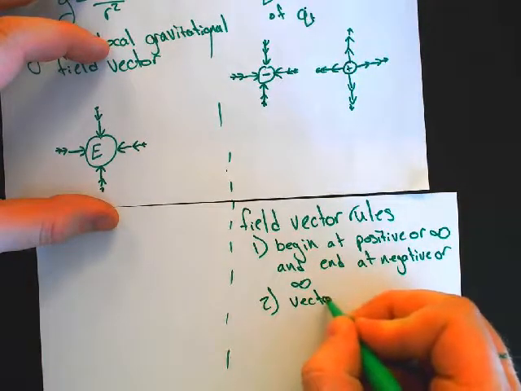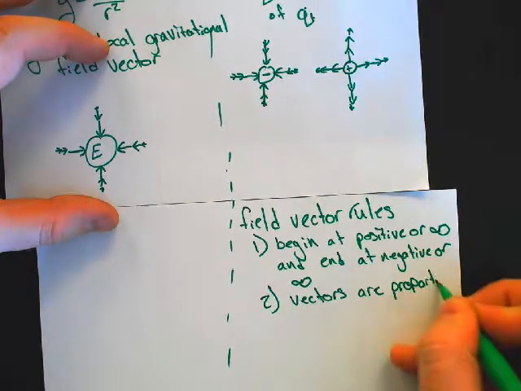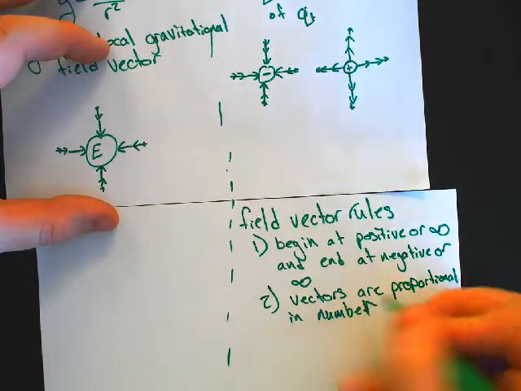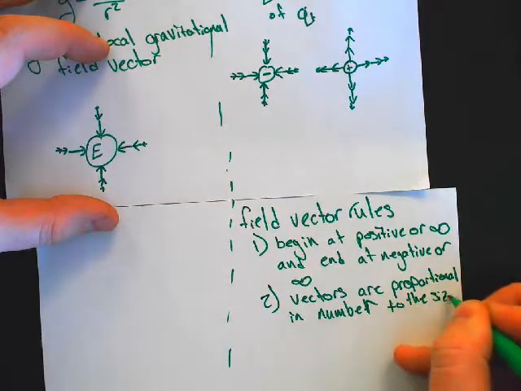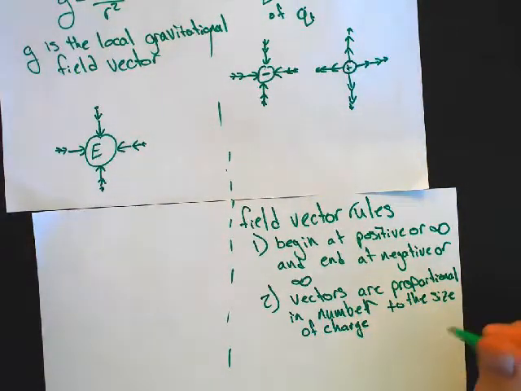Vectors are proportional in number, guys, to the size of the charge. There is an alternative way to do this second one, and your simulation chose the alternative way of drawing this. How did your simulation show the difference in field strength, even though they didn't change the number of charges when you changed the charge?